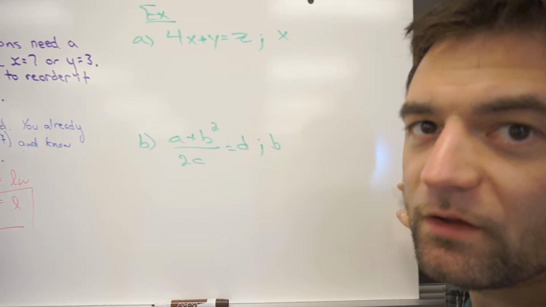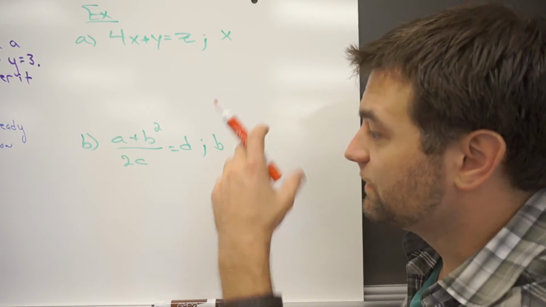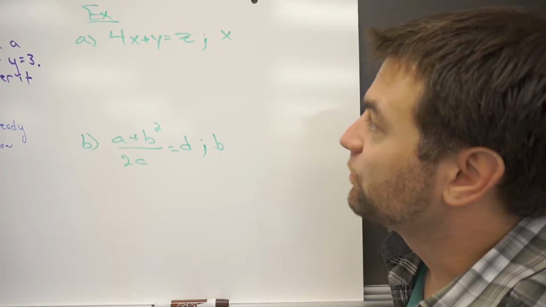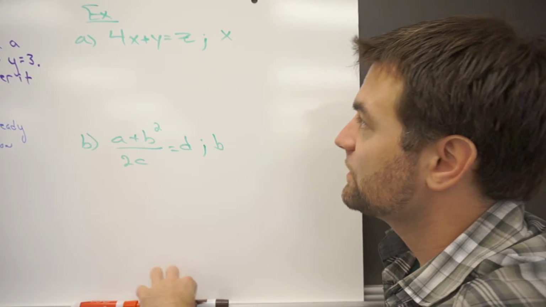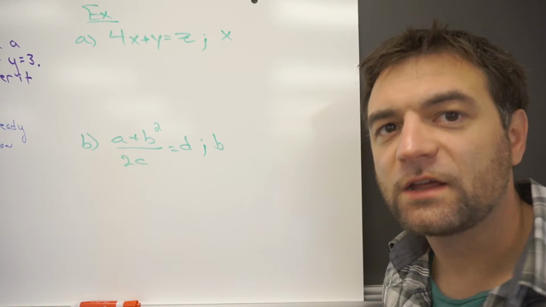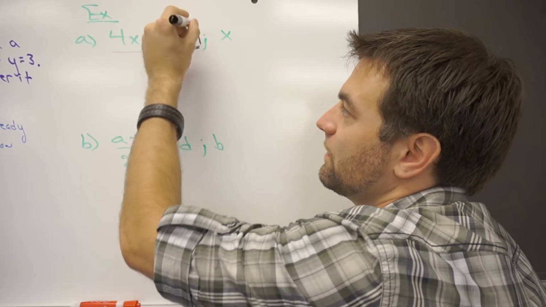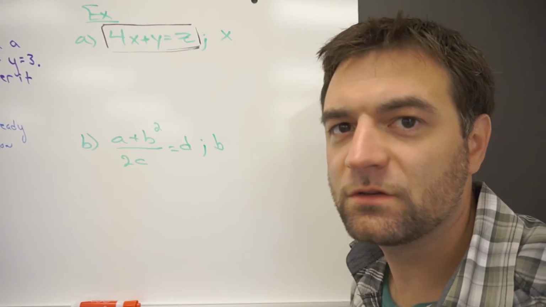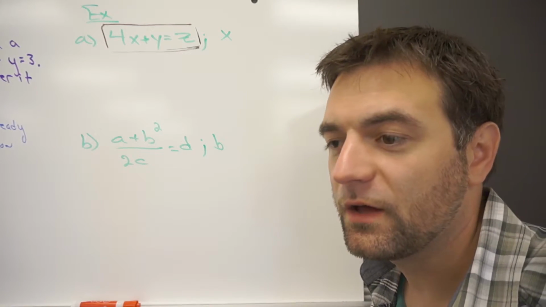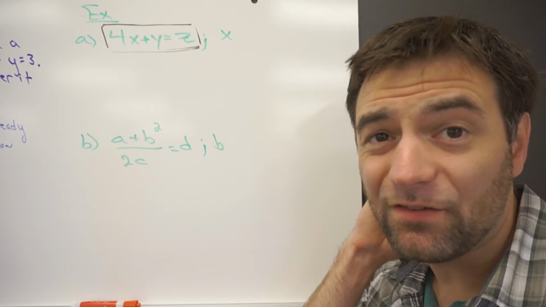I have a few equations here that I just made up. In the first case, we have 4x plus y equals z, and we're going to solve for x. When you see a little semicolon like this and a letter beside it, that's not part of the equation. This here is the equation. This here is what we're going to look for, and that's just my convention of how I note that. So in this case, we want to get x by itself.